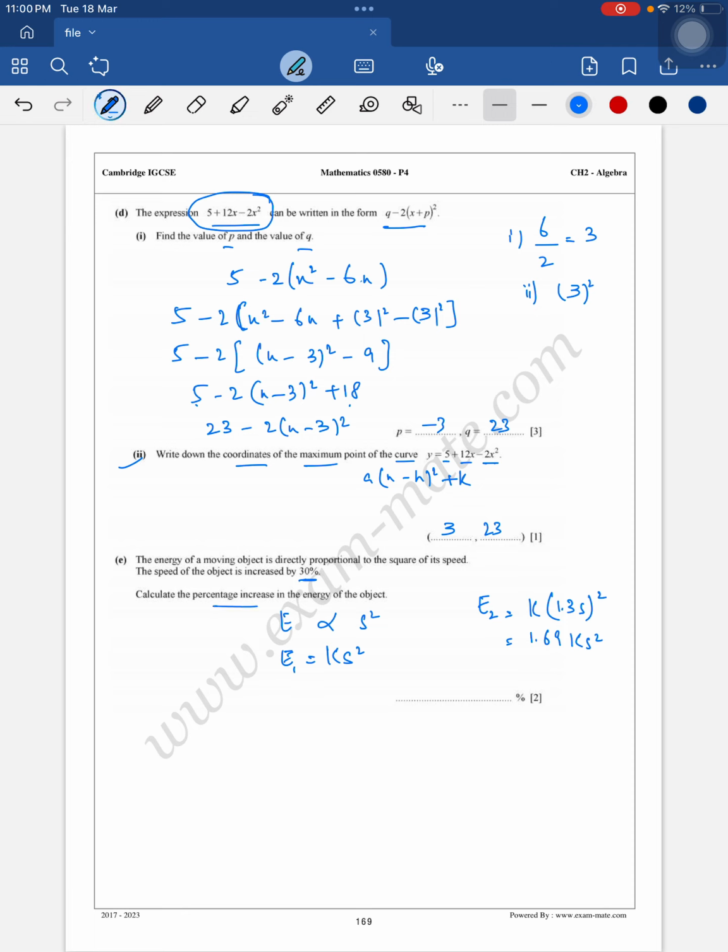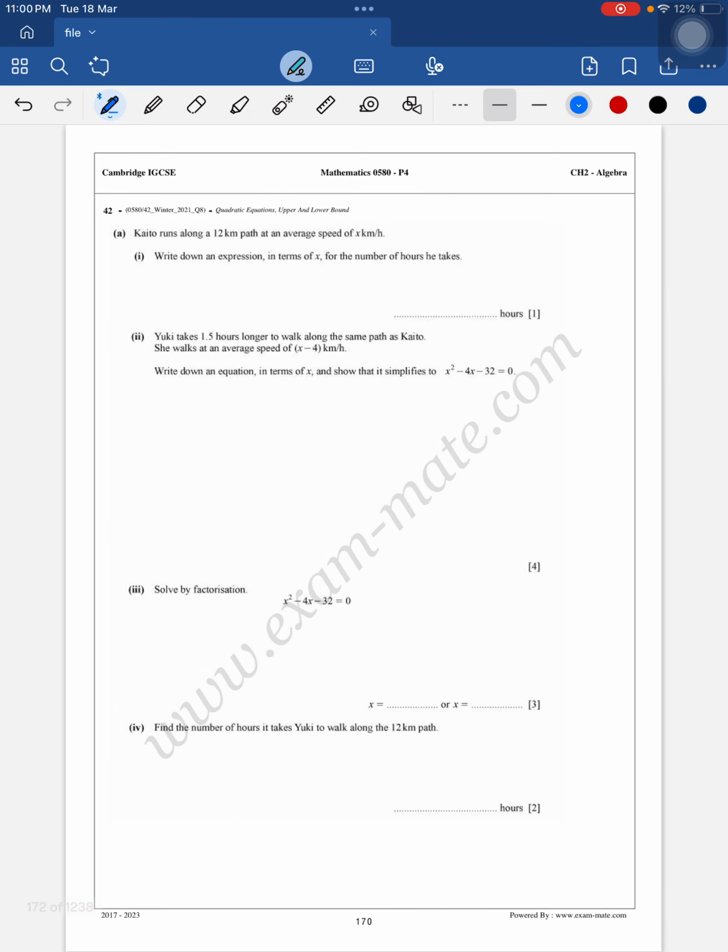Calculate the percentage increase in the energy of the object. Percentage increase is equal to the new value minus the old value upon the old value multiplied by 100. So this will be 1.69 minus 1 is 0.69 ks square upon ks square into 100. This cancels. 0.69 times 100 is 69%. Clear?